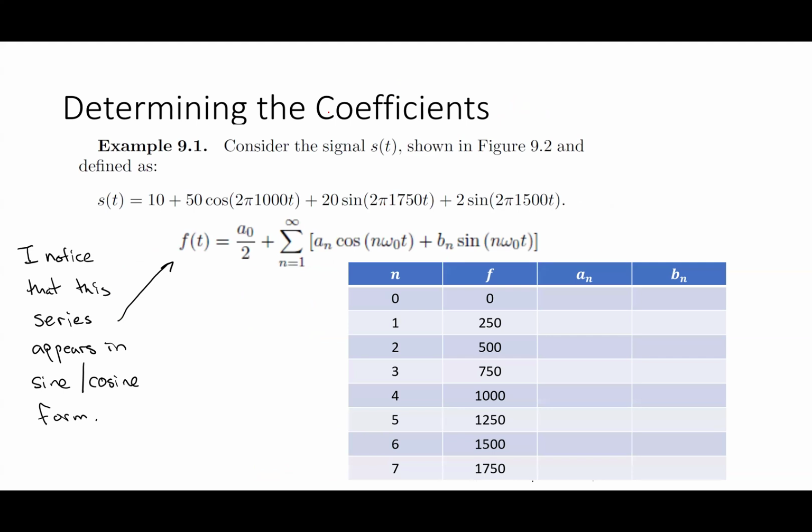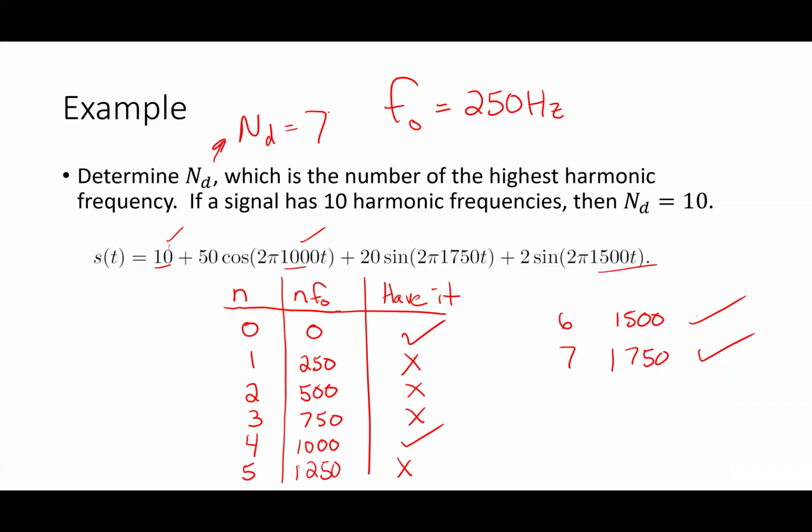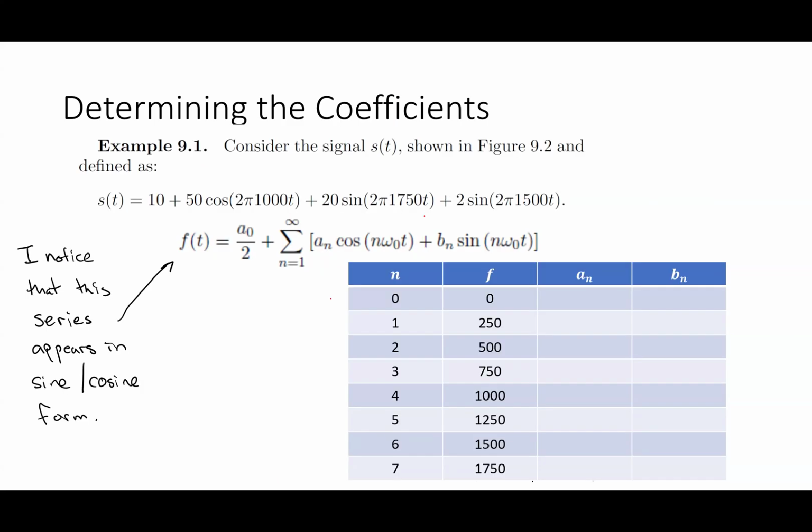Now looking at this form of the series, I can figure out how much A and B I have at each of those terms. So first of all, looking back at the previous slide, we said we have a DC term.